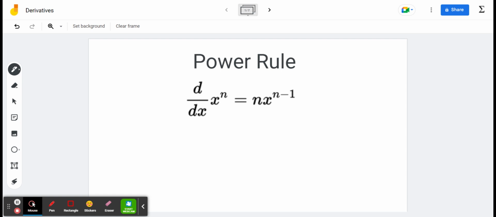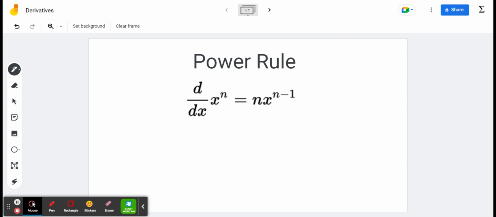Today's video is going to be on simple differentiation, and today we're going to be going over the power rule. In future videos, we'll be going over more advanced topics like quotient rule, product rule, and other types of differentiation. But today we're going to start with the basics on the power rule. So, what is the power rule?